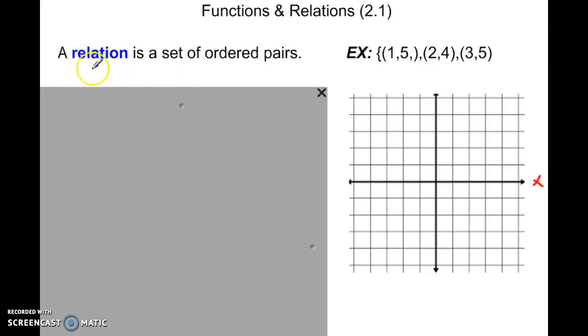Today's lesson, we're going to talk about functions and relations. A relation is just a set of ordered pairs. So here's a set of ordered pairs.